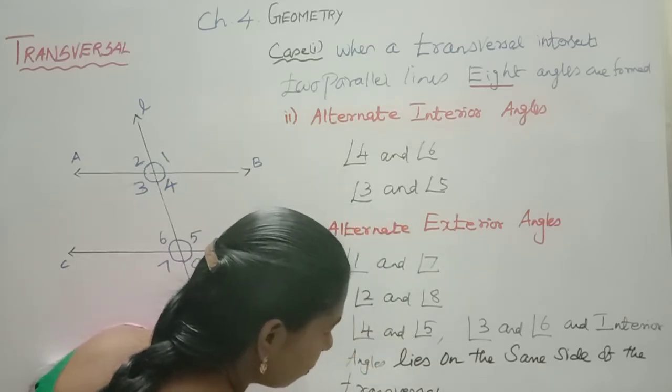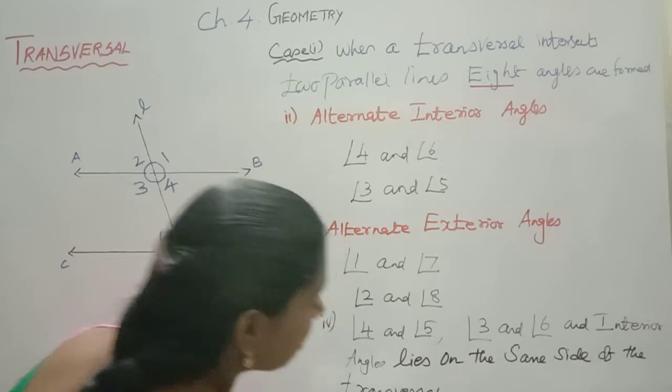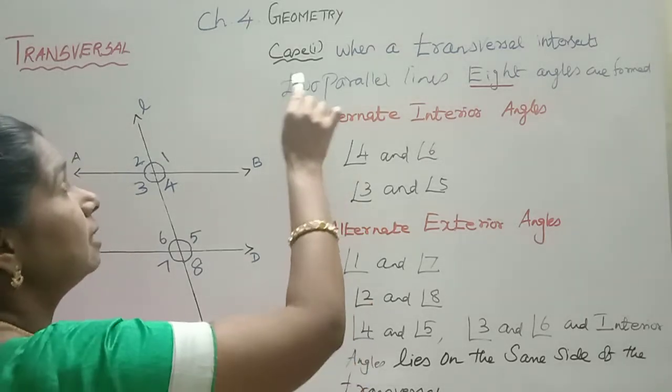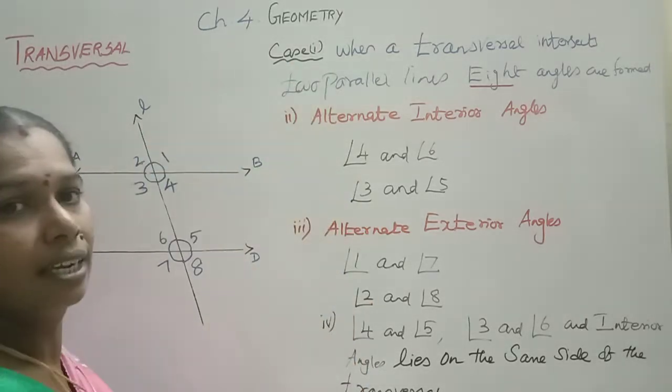Understand? So how many types did we see? First one is corresponding angles. Next, alternate interior angles, alternate exterior angles. And we saw which angles lie interior on the same side of the transversal, and exterior on the same side of the transversal. These things we have to keep in mind in case 1 of studying the transversal.